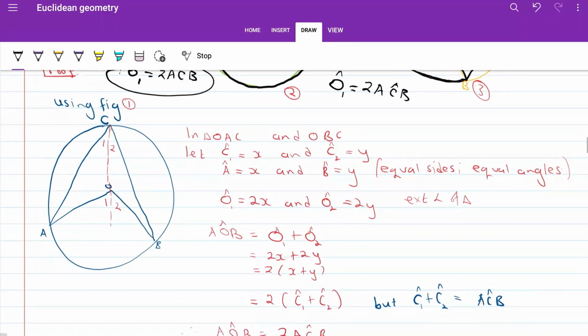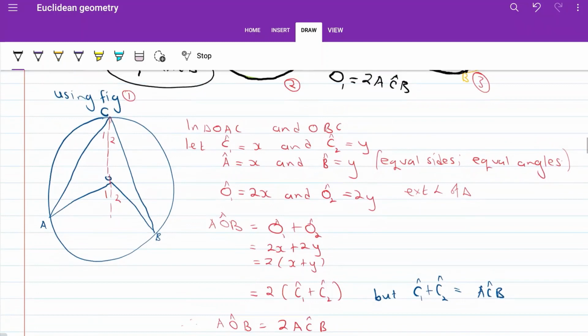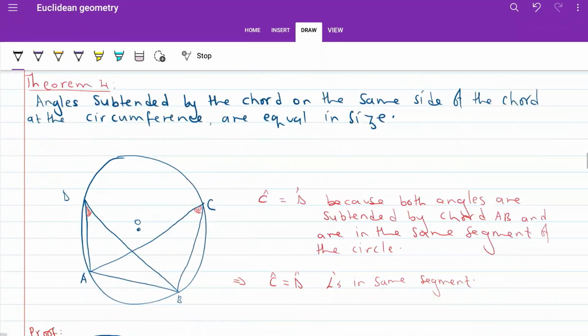Please find some time and go through the proofs as the teacher gave them to you in class, or as they are well stated in the textbooks and other revision materials. We go to theorem number 4.